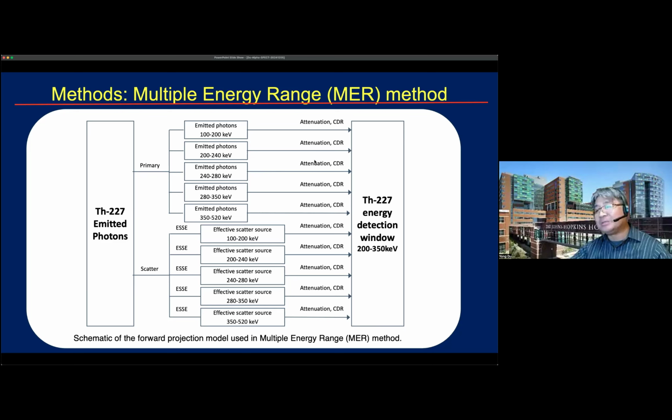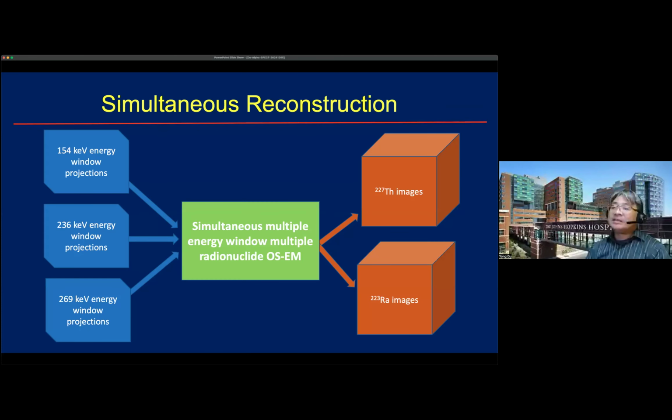So we do this for both thorium and radium. You can see it's a very complicated step. However, we have integrated this into a single reconstruction algorithm. We can model all those contributions, taking the projection data in multiple energy windows. For this case, we take like 200, I think that's the radium window, and 269 is the thorium window, and also an additional 154 keV energy window. Even more energy windows can be included, and we can do the reconstruction to produce the thorium images and radium images at the same time. Also include the correction for all the image-degrading factors.